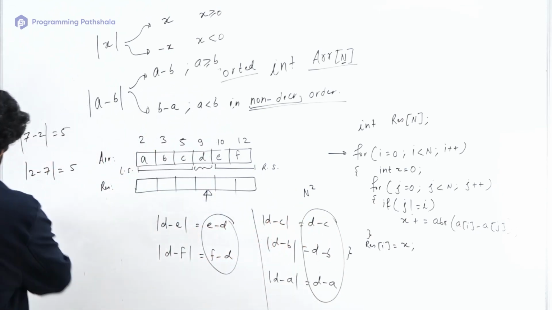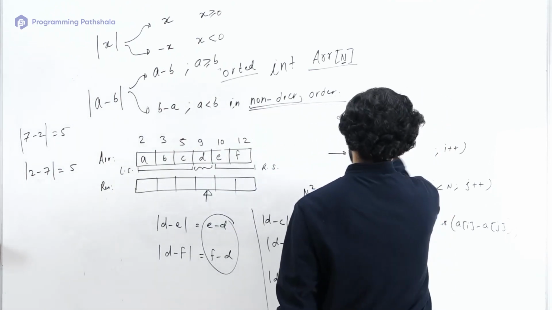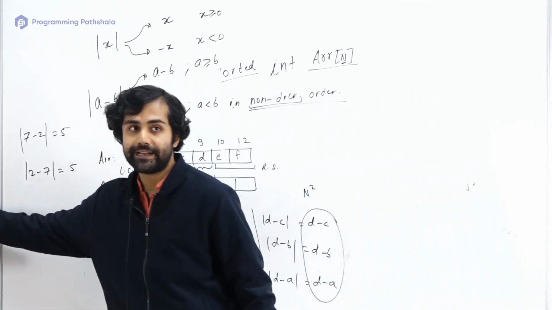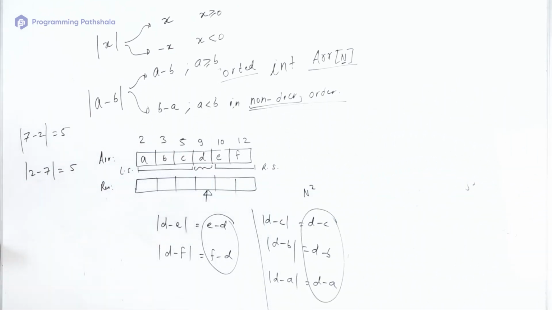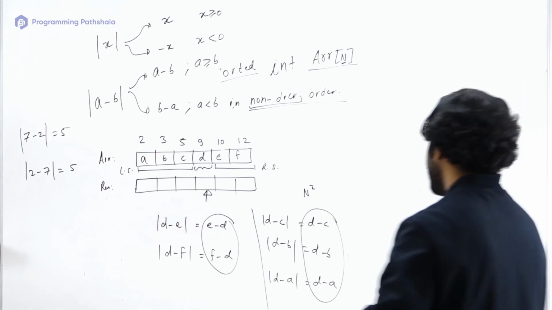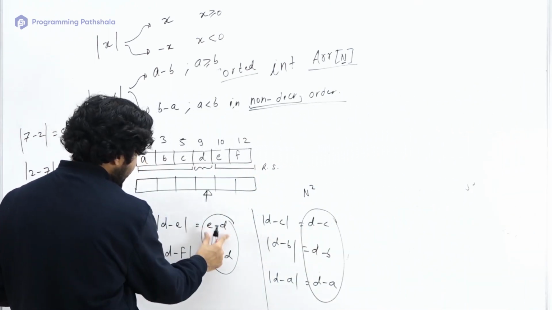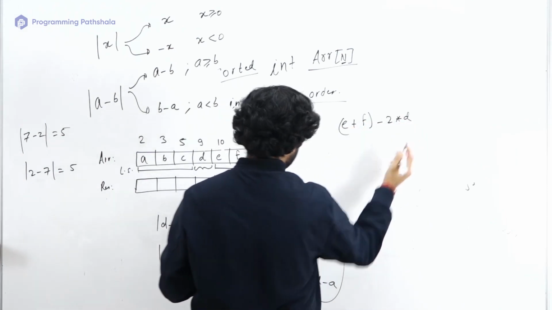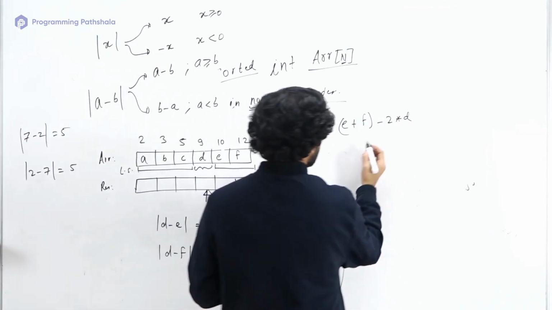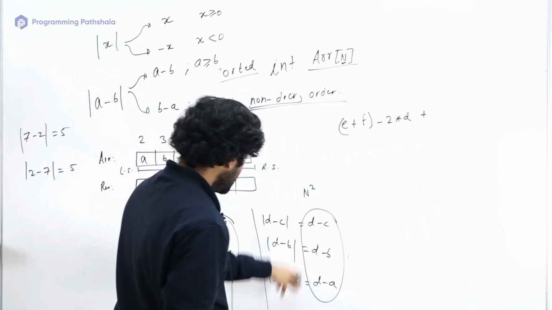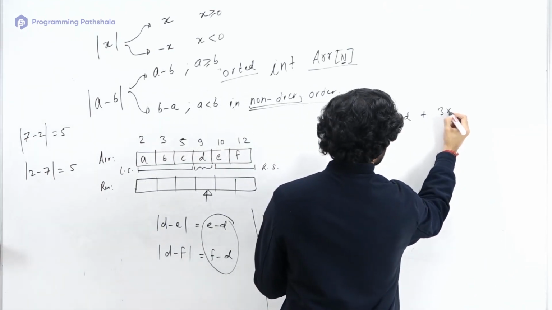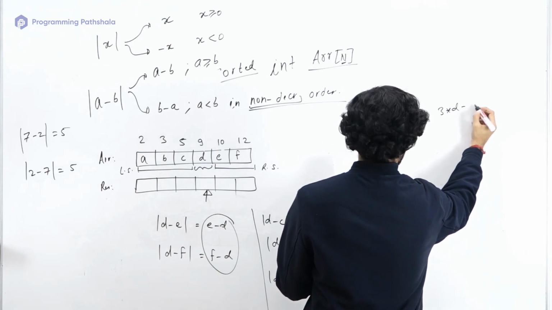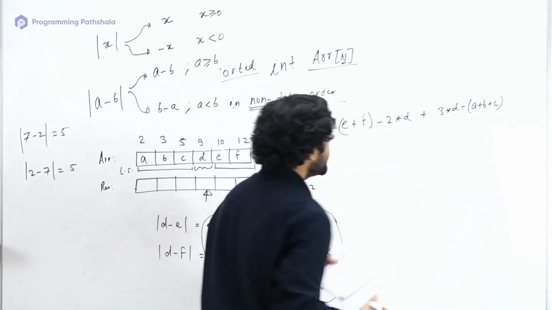This is what your answer will be. So let's do one thing. Let's take a pen and paper, everyone. Let's sum them up and see what you are getting. You will get something interesting. Let's sum these things that I have circled on a piece of paper. What will you get? You will get E plus F. When you add this and this, you will get E plus F minus 2 times of D. E plus F minus 2 times of D. And then from here, you will get 3 into D minus A plus B plus C.